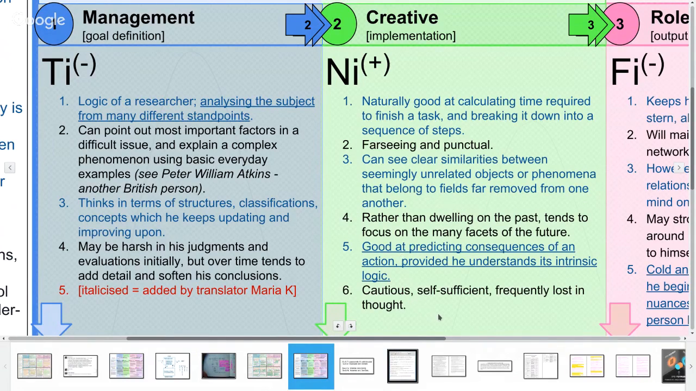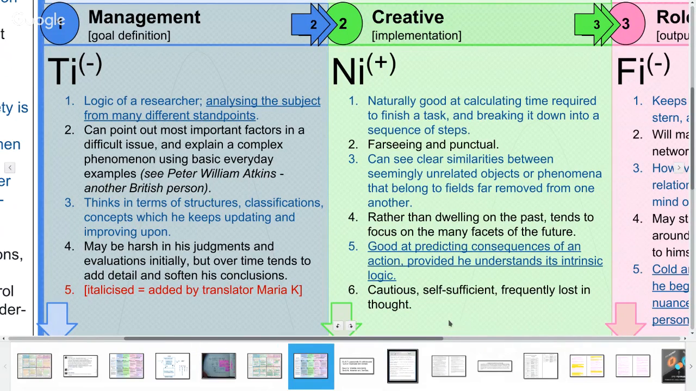Rather than dwelling on the past, tends to focus on the many facets of the future. Good at predicting consequences of an action, provided he understands its intrinsic logic. Cautious, self-sufficient, frequently lost in thought. Now, what we could say is, with ISTP, TiSX, they don't do these kind of NI things.